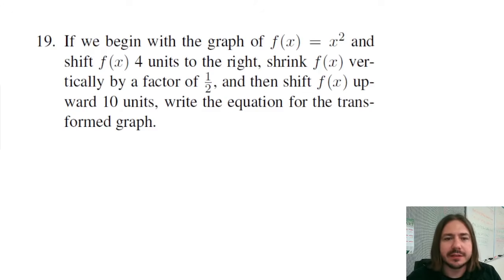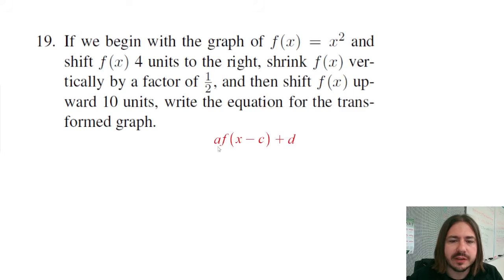Number 19 says if we begin with the graph of f of x equals x squared, which is the parent quadratic function, and shift f of x 4 units to the right, shrink f of x vertically by a factor of 1/2, and then shift f of x upwards 10 units, write the equation for the transformed graph. So this is just really a matter of understanding how transformations on functions work. So in general, if you've got an equation that's set up, you can transform the function by either multiplying or adding a number to the function itself or to the input.